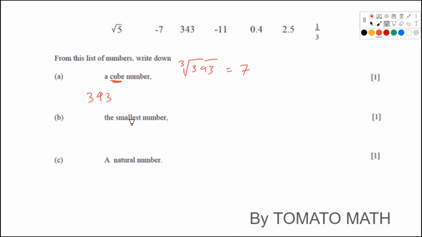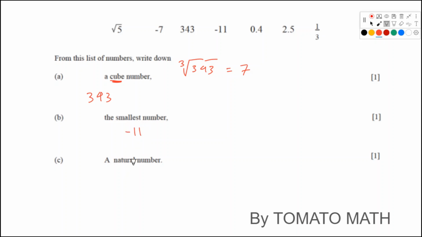Next one, the smallest number. Okay, now we have a bunch of values, but we know that a negative number will be smaller than a positive number. So this is negative and this is negative, and we know that negative 11 is lower than negative 7. So the smallest number will be negative 11.